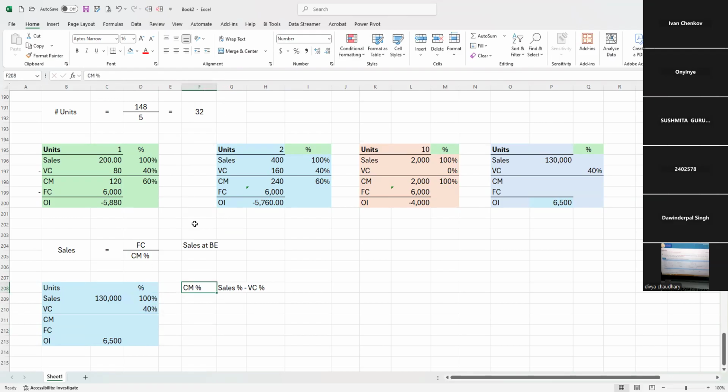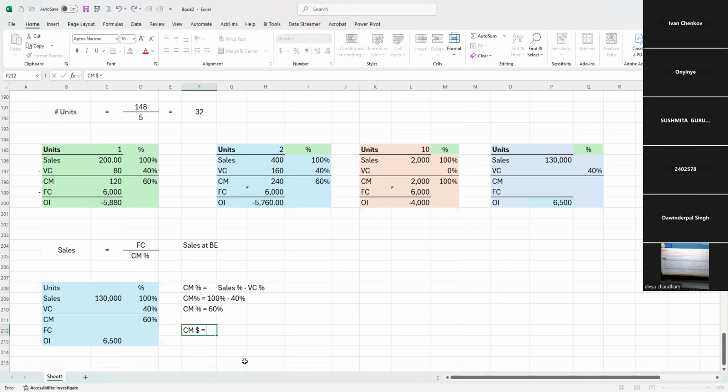So now once I have my variable cost as a percentage, I can easily get the contribution margin. How much is the contribution margin? 60%. The percentage will be 100% minus 40% in this case. The contribution margin percentage is 60%. Now what that means is that whatever my sales are, only 60% of those sales come through as contribution margin, correct?